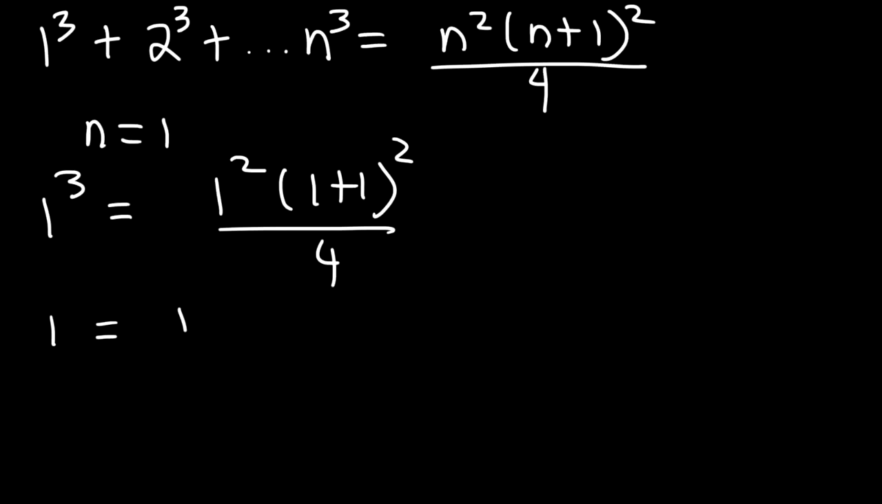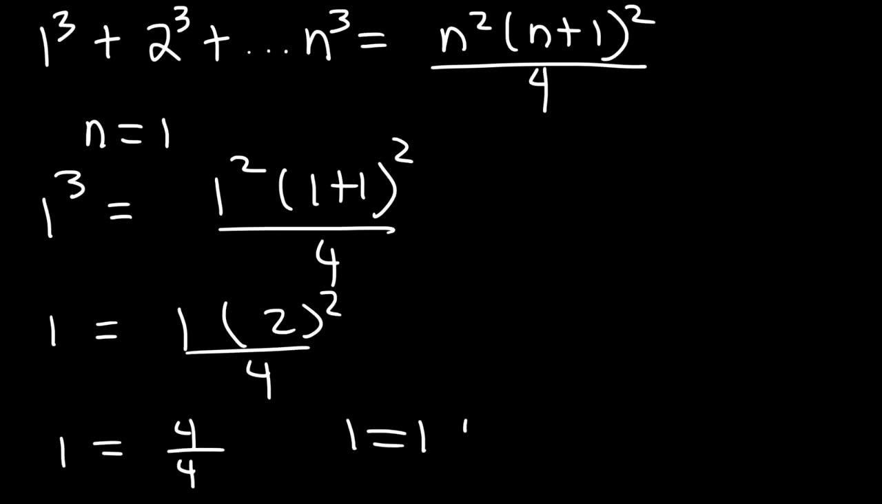1 to the third is 1. 1 squared is 1. 1 plus 1 is 2. And 2 squared is 4. 4 divided by 4 is 1. So it's true for n equals 1. Now let's try another one.